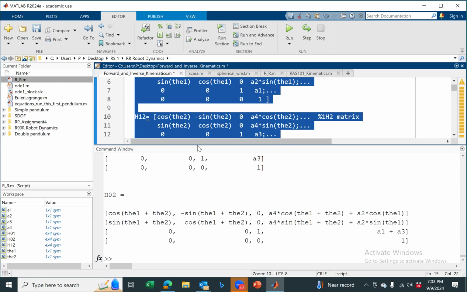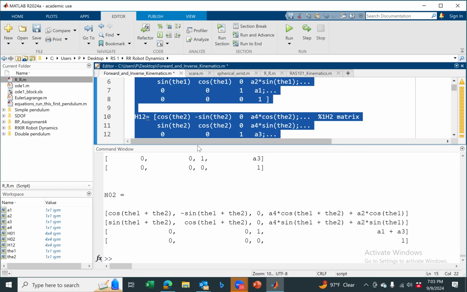And the distance between the 0th frame and the second frame is A2 cosine theta 1 plus A4 cosine theta 1 plus theta 2, A4 sine theta 1 plus theta 2 plus A2 sine theta 1. Everyone understood? And the last is A1 plus A3. Everyone understood this? I will give you a minute to process.